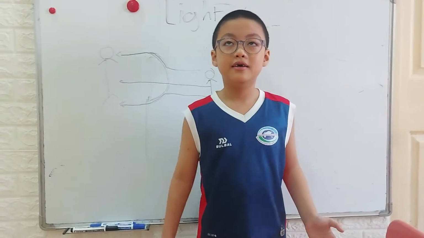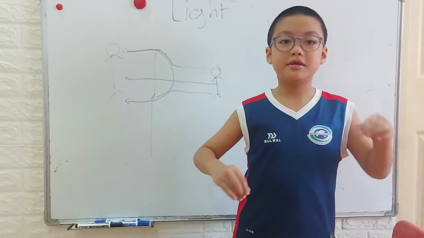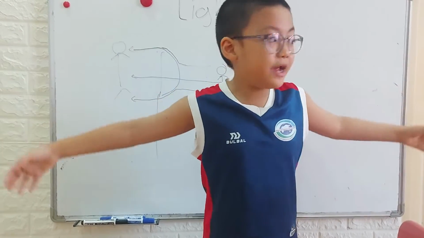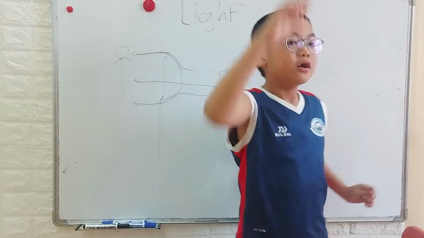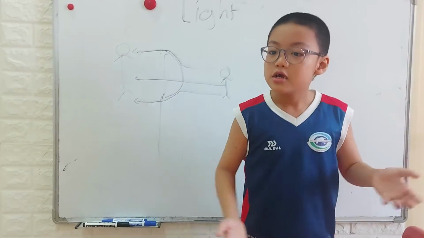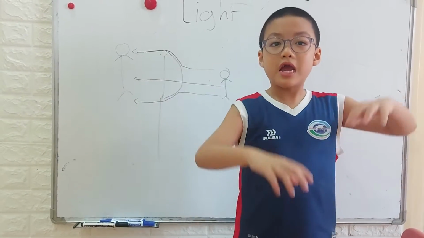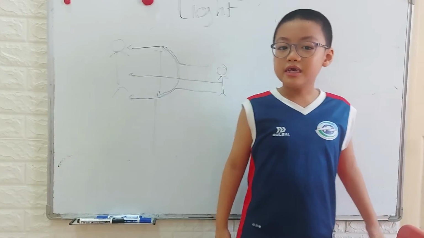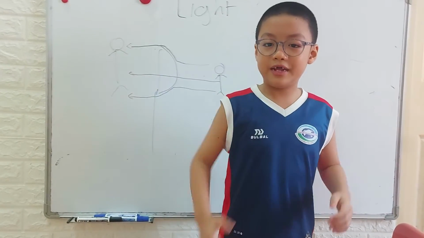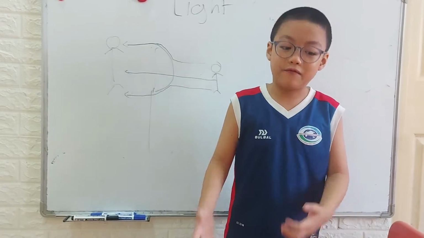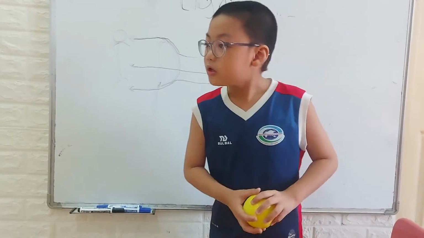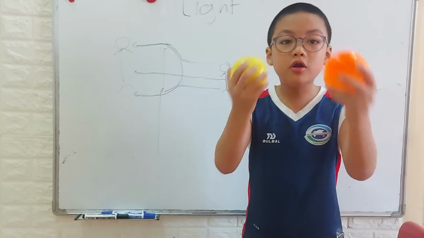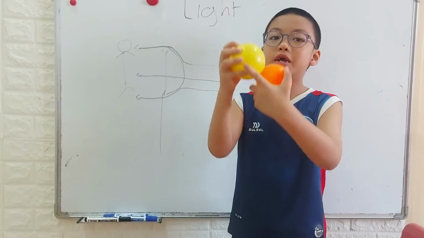What is light? Light is everywhere. Light can be from the sun, the lights on the ceiling, or from flashlights. Everywhere has lights. Even we have lights. Metals even have lights. Okay, so now, here's an orange ball and a yellow ball.